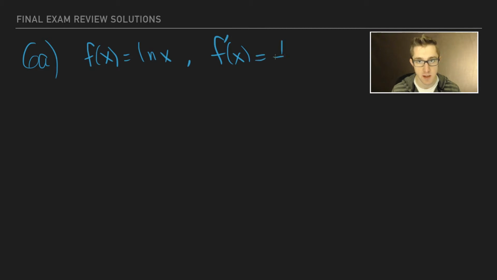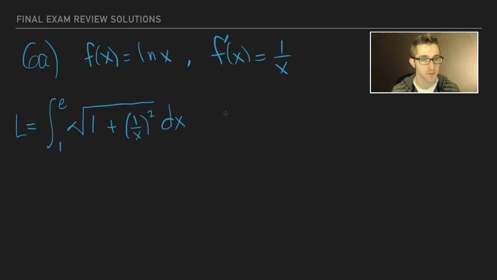is 1 over x. And we're going to need to take the derivative, square it, and then add 1. And then we're going to take the square root of that. And that's what we integrate. So we're going to integrate from 1 to e. So this is going to compute the arc length. We will integrate the square root of 1 plus the derivative squared. So 1 plus 1 over x squared dx.